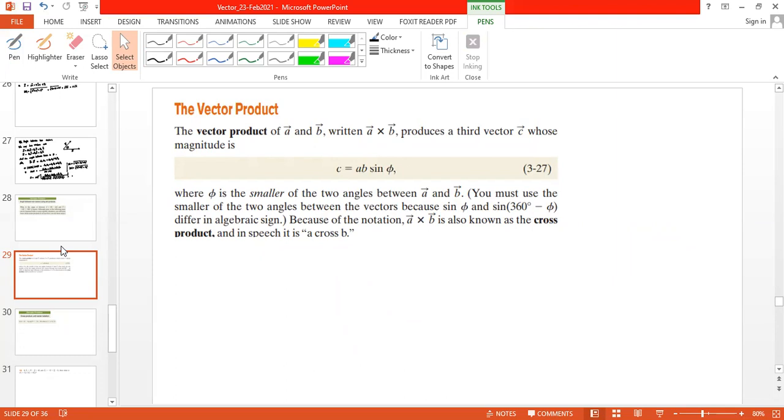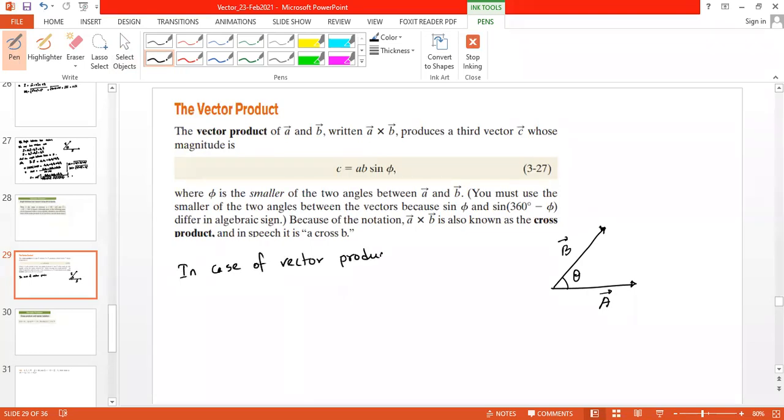In case of vector product, the product is a vector. For example, let's say I have two vectors, vector A and vector B, and the angle between them is theta, and I want to multiply them. In case of vector product, if we multiply A and B, the product will be a vector.